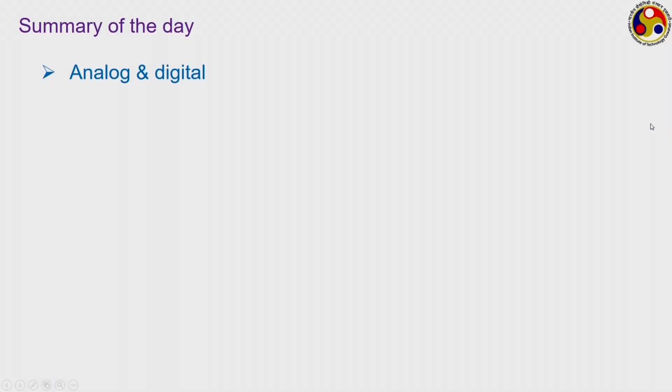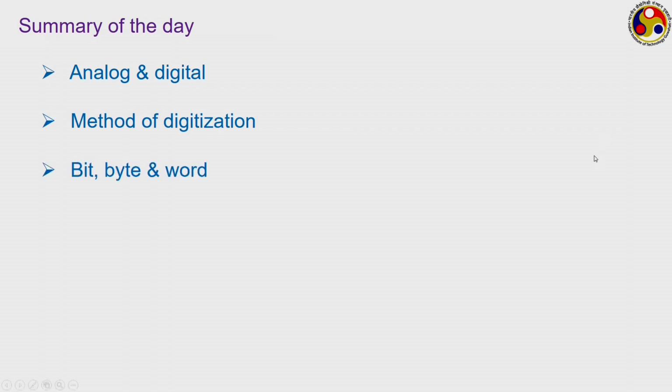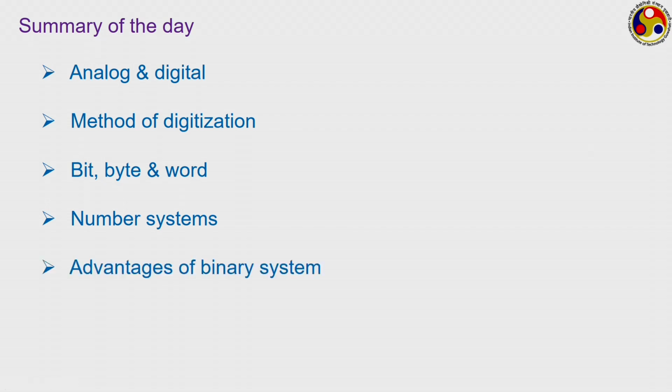So what have we learned today? We have learned about analog and digital signals. We have discussed in detail the advantages of digitalization, or digitization. We have discussed briefly the method of digitization. Then we talked about bit, byte and word, which are the fundamental units. Then we discussed the number systems and conversion from one system to another, and the advantage of the binary system.